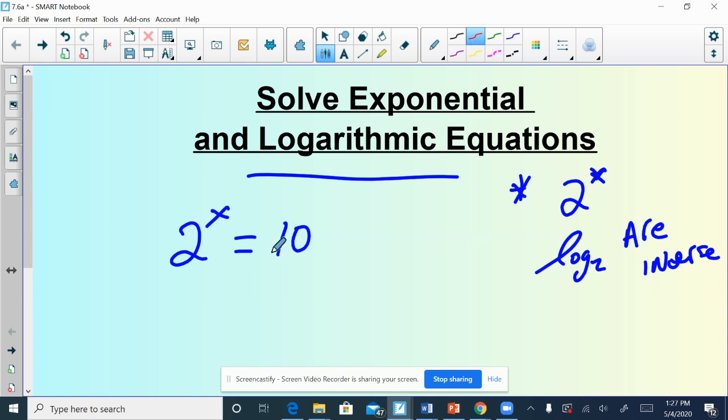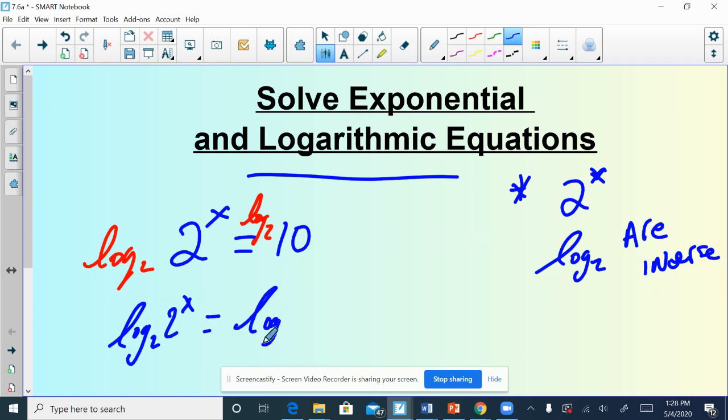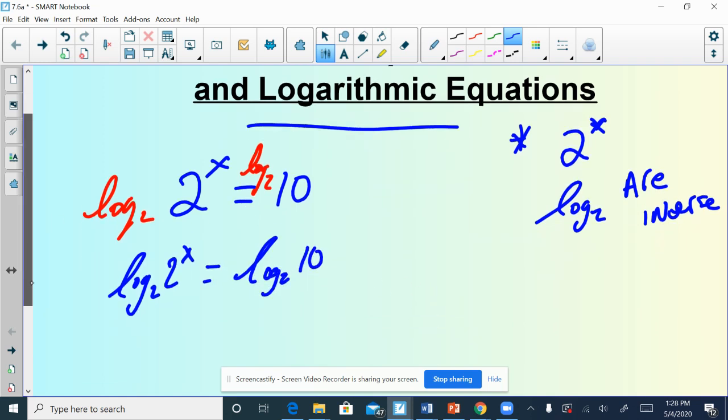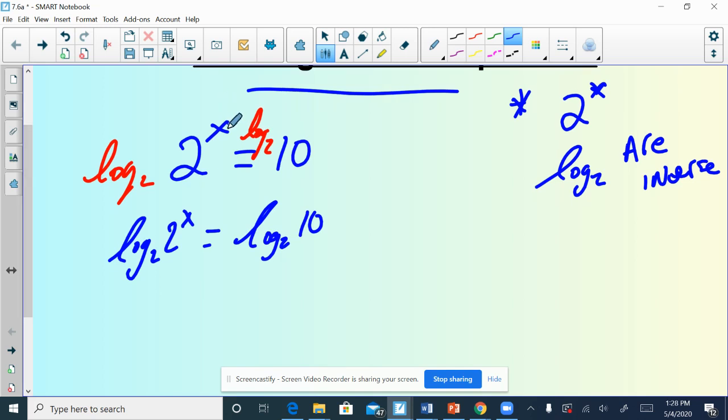So let's look at this example. We have 2 to the power of x is equal to 10. Well, what undoes 2 to a power? That would be log base 2. Now, we've made it this far in Algebra 2. We know that if we do log base 2 on one side, we're going to have to do that same thing on the other side, right? Otherwise, we've made the equation no longer balanced. So if I do log base 2 on that side, I also have to do log base 2 on this side. What it would look like would be log base 2 of 2 to the x is equal to log base 2 of 10. We took our original equation, 2 to the power of x is equal to 10, and we did log base 2 on both sides.